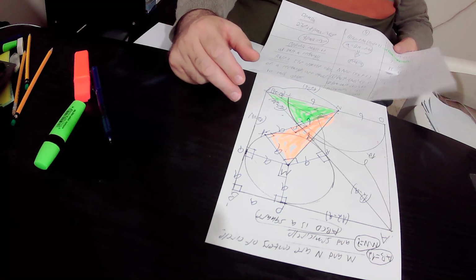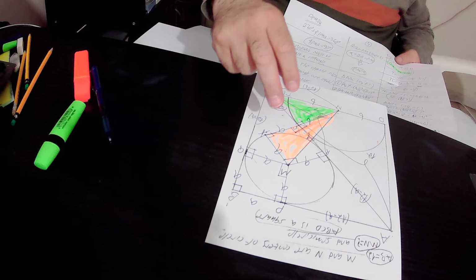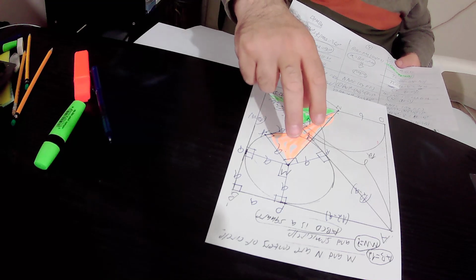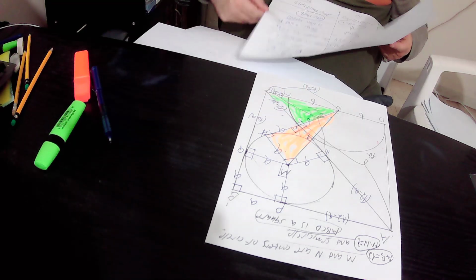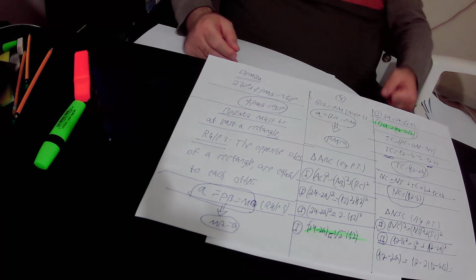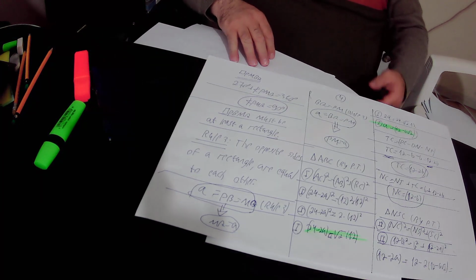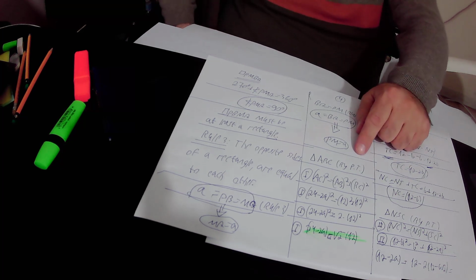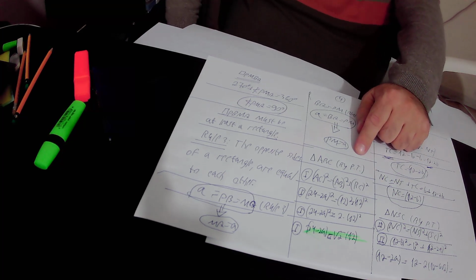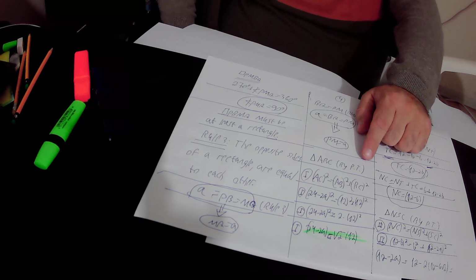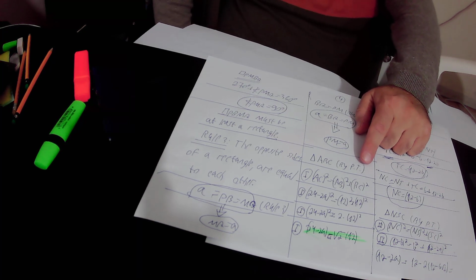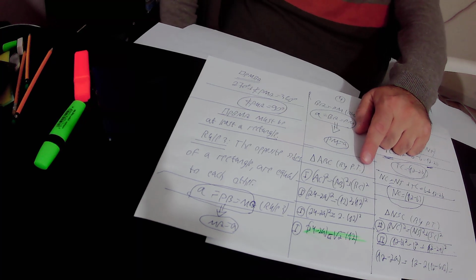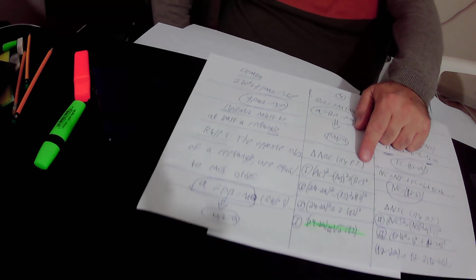Then we implemented the Pythagoras theorem on the right triangle, triangle ABC. According to the Pythagoras theorem, the square of the hypotenuse equals the sum of the squares of the perpendiculars in the right triangle ABC. The hypotenuse is AC, so the square of the hypotenuse is AC square, and it must be equal to the sum of the squares of the perpendiculars. That is to say, it must be equal to AB square plus BC square.